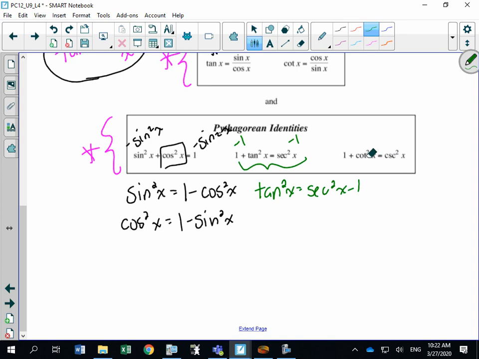Well, I could say, well, what does cotan squared x equal to? So just isolate that. So the identity for cotan squared x is cosecant squared x minus 1. Okay, so these Pythagorean identities we're going to use in the next few class examples.